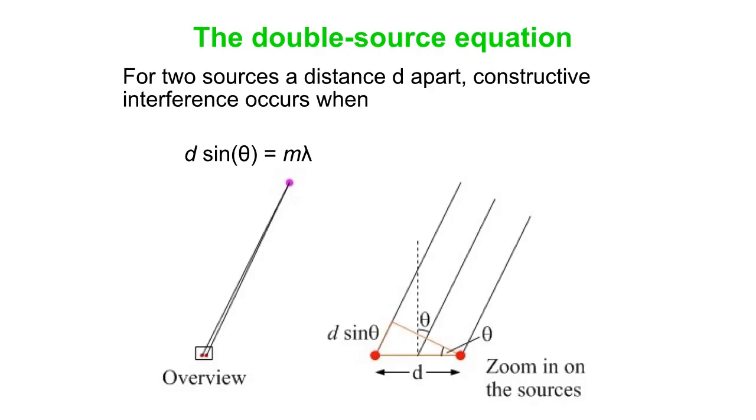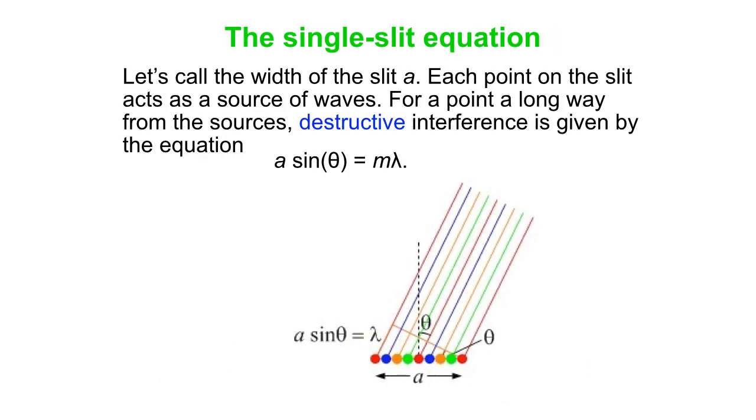So there's one equation. Then when we fill the space between those two sources with additional sources, that's our model of a single slit. So we've got a single slit of width a. That's exactly the same distance as our d was between the two sources in the double source. And what you notice here is that our equation a sine theta is m lambda is for destructive interference now. Wait a second, it was just for constructive interference. But they're for two different things.